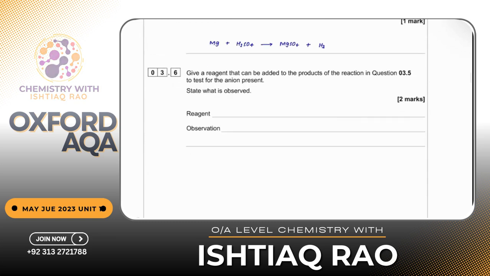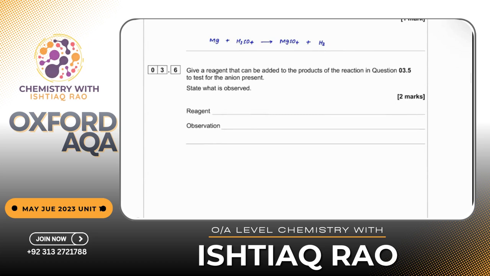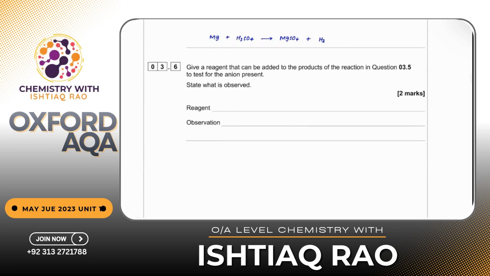Give a reagent that can be added to the products of the reaction in question 3.5. State what is observed. Basically, it's a test for sulfate ion because we have magnesium sulfate. When you add barium nitrate, barium sulfate is produced, and barium sulfate gives a white precipitate. If you can see the white precipitate, this is the confirmatory test for the presence of sulfate.